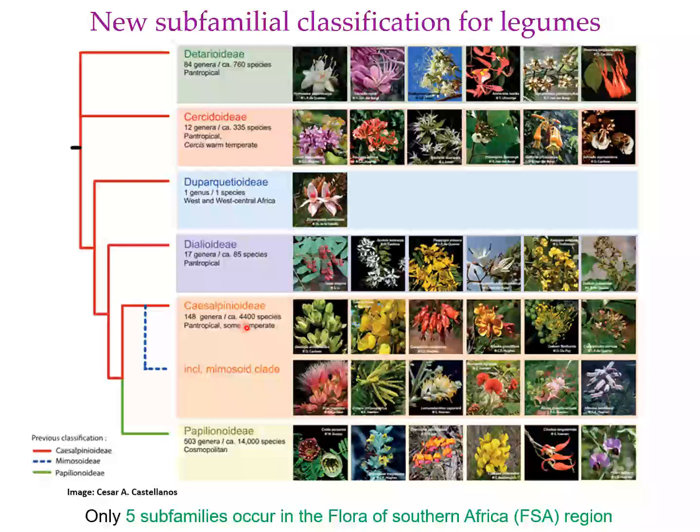Then the Caesalpinioideae, with a broader concept now from the traditional Caesalpinioideae that we all know. Quite large, 148 genera and in excess of 4,000 species, pantropical, and it includes then the mimozoid clade, the acacias, and those ones that we know so well. And then the largest, the Papilionoideae, with 503 genera and more than 14,000 species, and it's a cosmopolitan group.